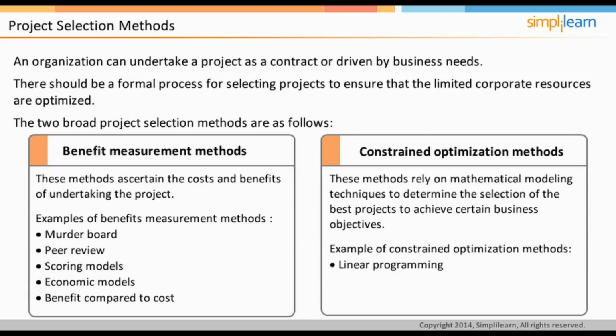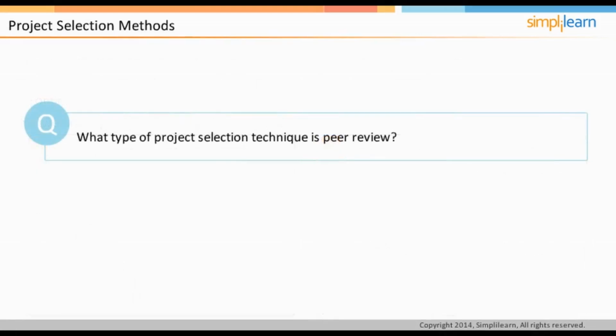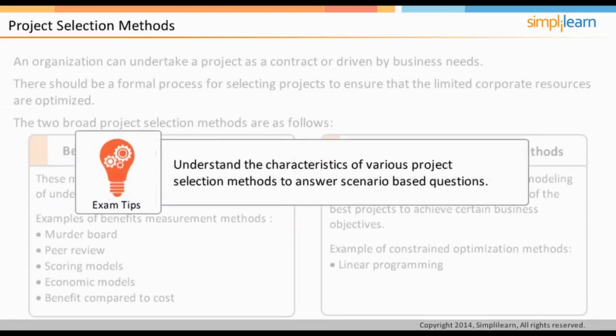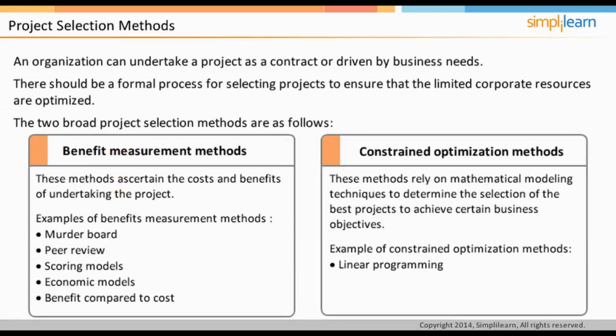A typical question on the CAPM exam could be, what type of project selection technique is peer review? And the right answer is benefit measurement method. You need to understand the characteristics of various project selection methods to answer scenario-based questions. In the next screen, we will focus on the project selection methods.